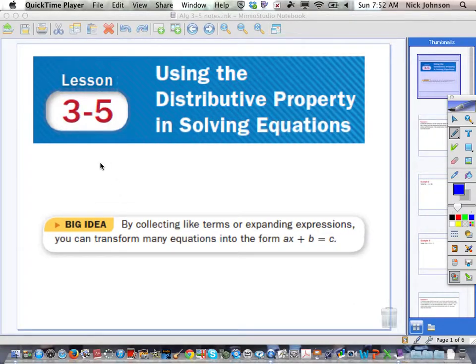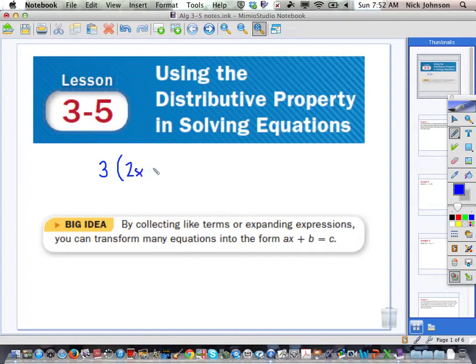Now I want you to remember the distributive property that we talked about. Remember, the distributive property has parentheses and it's multiplied by something. Therefore, this number has to be multiplied to every single thing in the parentheses. So 3 times 2x is 6x. 3 times 3 is 9. So 3 times quantity 2x plus 3 is the same thing as saying 6x plus 9. That's simplifying it.